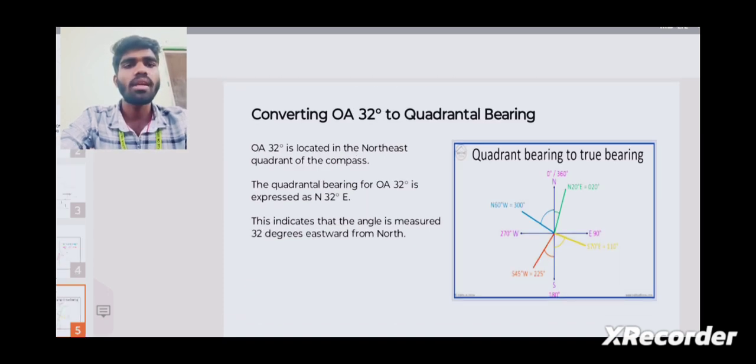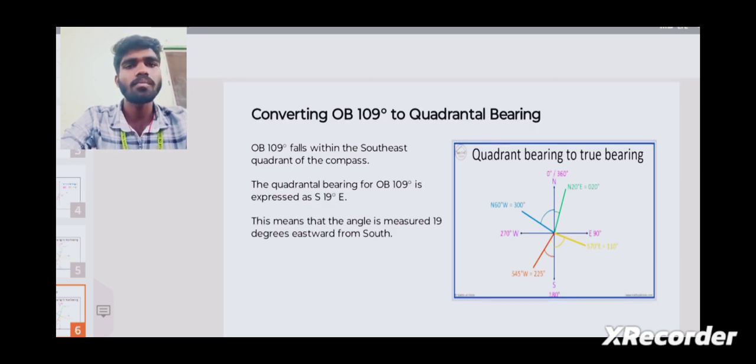Converting OA 32 degrees to quadrantal bearing. OA is located in the northeast quadrant of the compass. The quadrantal bearing for OA 32 degrees is expressed as north 32 degrees east. This indicates the angle is measured 32 degrees eastwards from north as shown in the figure.